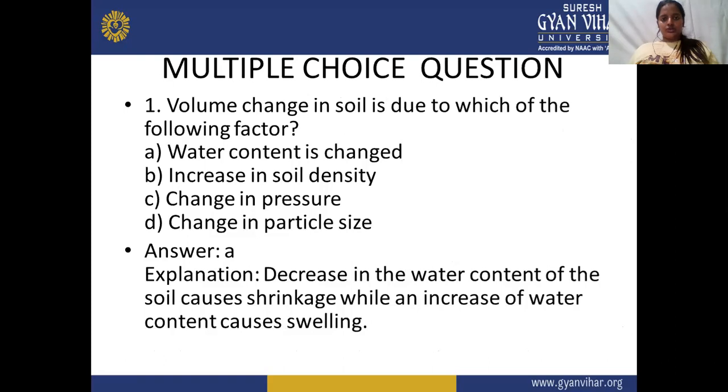So let us go into multiple choice questions. This is the first question. Volume changes in soil are due to which of the following factors? First is water content is changed, increase in the soil density, change in pressure, and change in particle size. The answer is A. A decrease in the water content of the soil causes shrinkage, while an increase in the water content causes swelling. So water content is the major factor which determines the swelling and shrinking property of the soil.